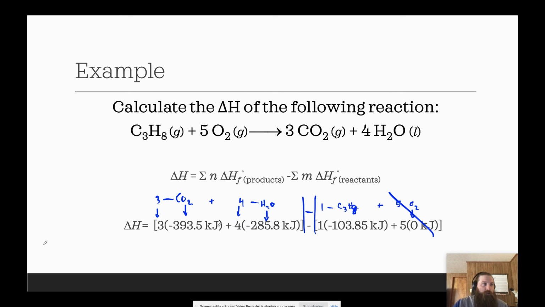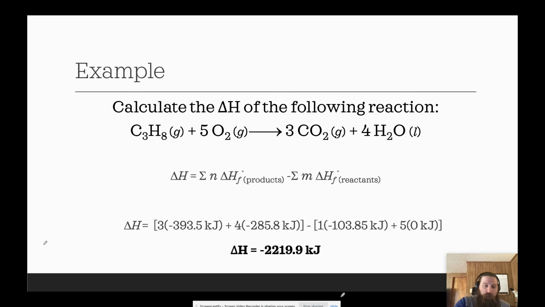So I'm just going to do those things together, right? 3 times negative 393.5 plus 4 times negative 285.8. I'm going to subtract. Actually, I'm going to end up adding 103, right? Because negative. And there we go. That's it. So you have to use the table. This isn't hard math. You've just got to use the table. If you don't use the table, you're sunk. So use those tables.